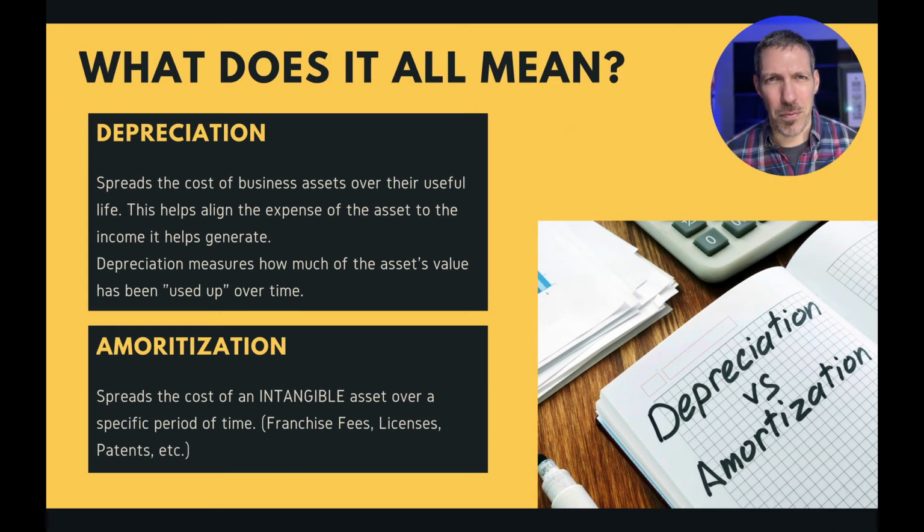But before that, let's just take a quick glance at a couple of definitions that I think are important for any business owner to understand, and that's depreciation and amortization. So I think these two terms often get confused with each other, but there's a really distinct difference. So depreciation is spreading the cost of physical business assets over their useful life, whereas amortization is spreading the cost of an intangible asset, such as franchise fees, licensing, patents, things like that.